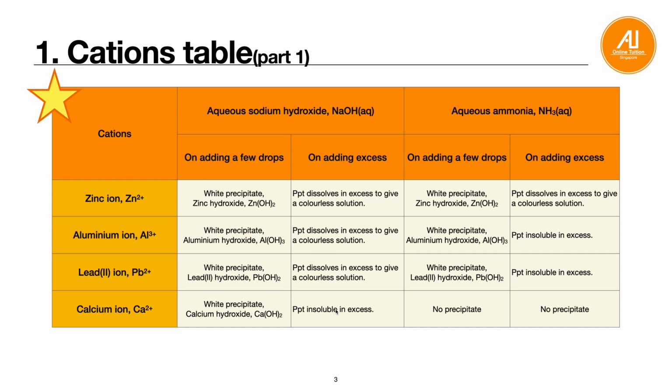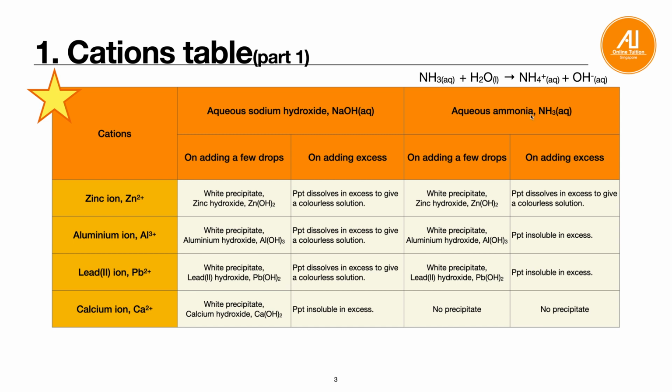That's all. Okay, and then you can also use aqueous ammonia to determine what cations you have in the solution. So for zinc, aluminum, and lead, it's all the same, all white PPT. But for calcium ion, there's no PPT at all. And then if you add in excess aqueous ammonia, only zinc ion actually dissolves in excess to give you a colorless solution. Whereas for aluminum and lead, both are insoluble in excess. So take note of the slight difference between sodium hydroxide and aqueous ammonia. All these you have to memorize in your head basically. That's why there's a star there. Whatever has a star means you have to memorize by heart for your exam. It's not given.